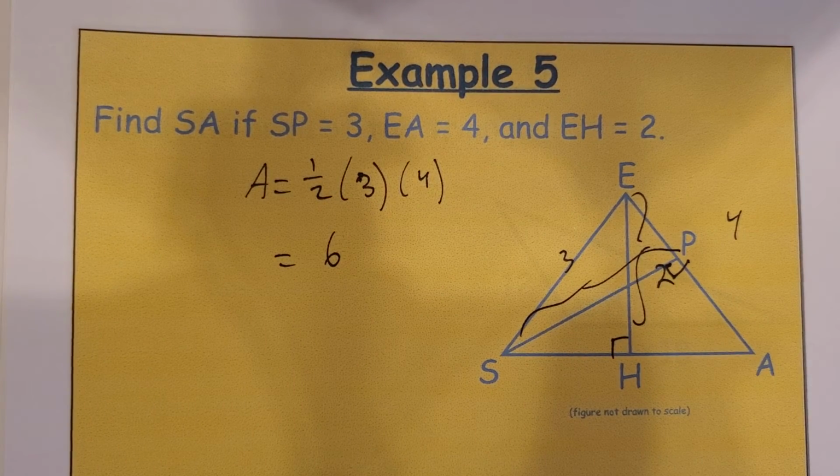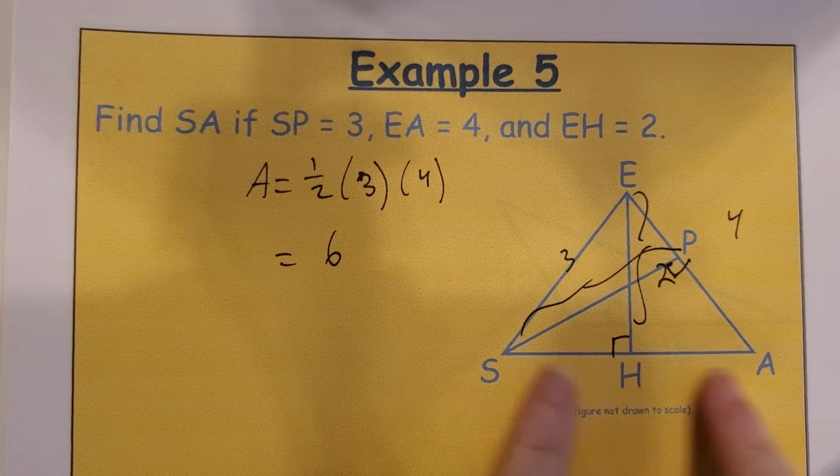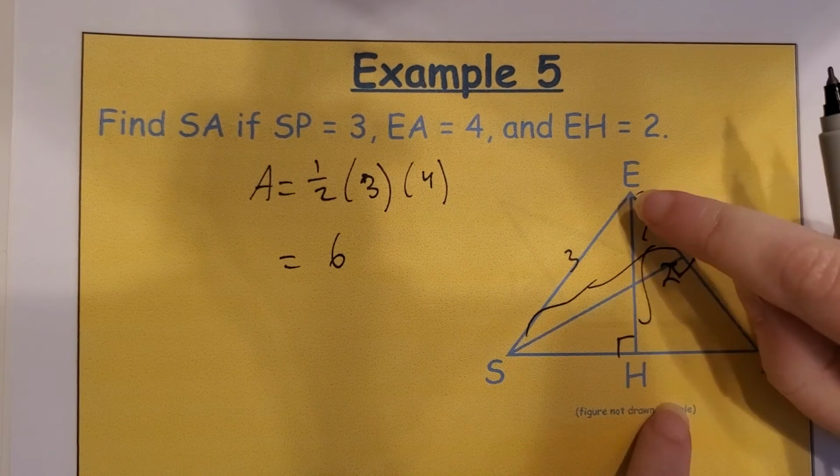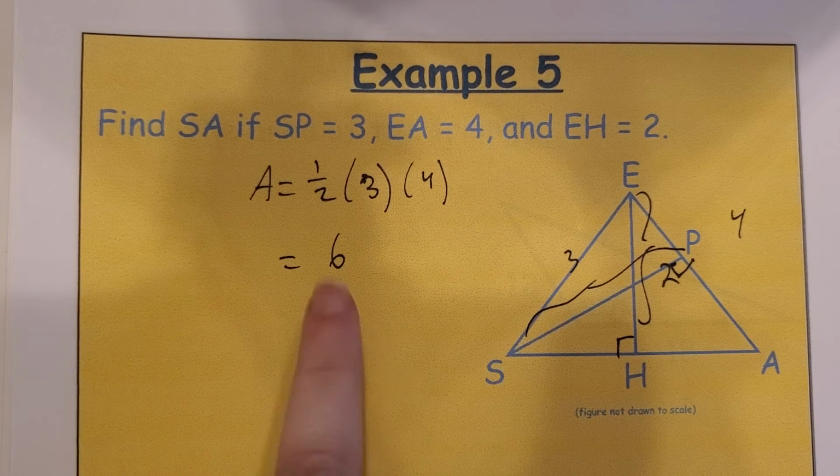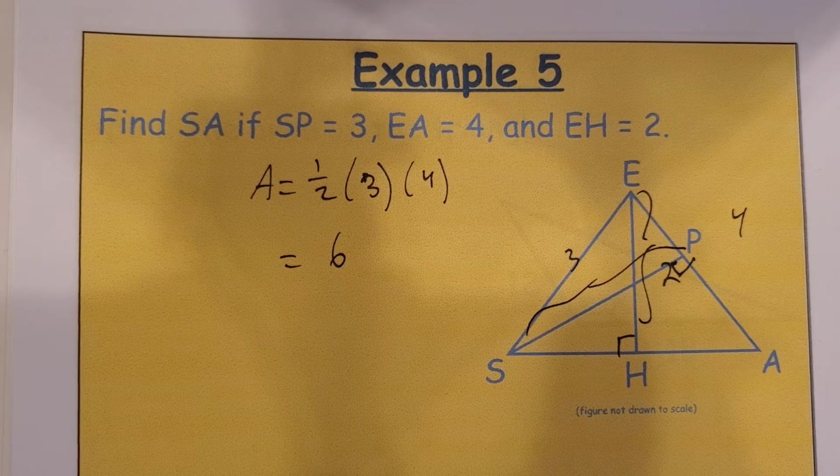And the whole reason for doing all of this is because how are you going to figure out SA? Well, if you have a different height, you have a different base. But we're still talking about the area of the triangle. Like 6 is still the area of the triangle no matter what, even if your base and your height are different. So you can use the area formula all over again with all of these new numbers.